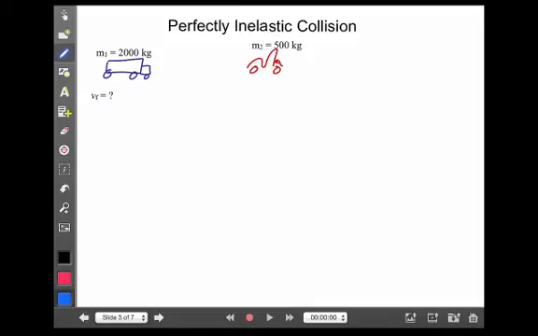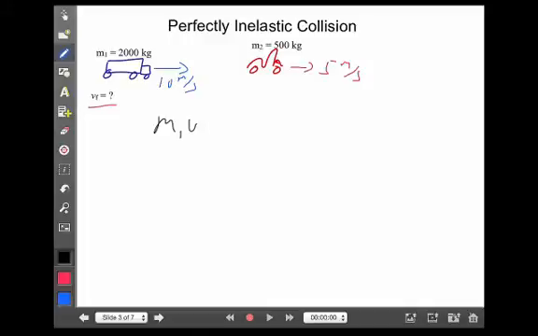So let's look at a mathematical example. Say we've got a 2,000 kilogram truck heading down the road at, let's say, 10 meters per second. And it's going to rear-end a 500 kilogram car that's slowly going around at 5 meters per second. They're going to hit and stick together, and we want to know what their final velocity is going to be.